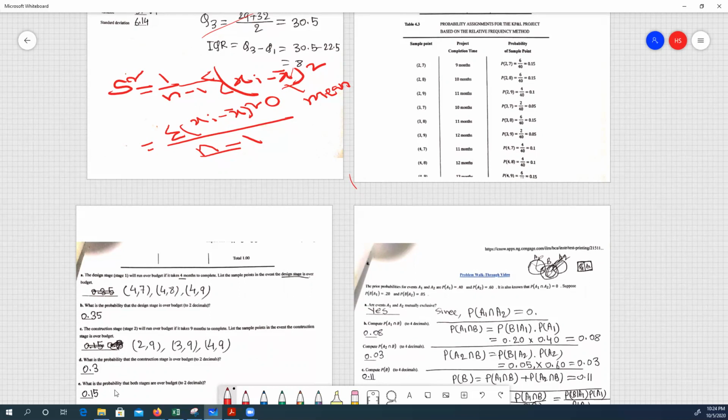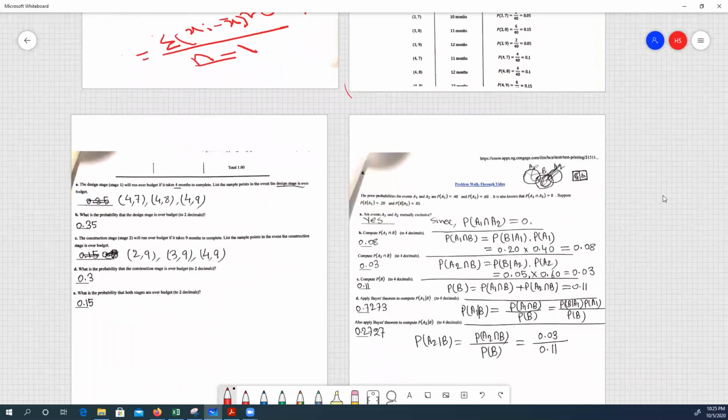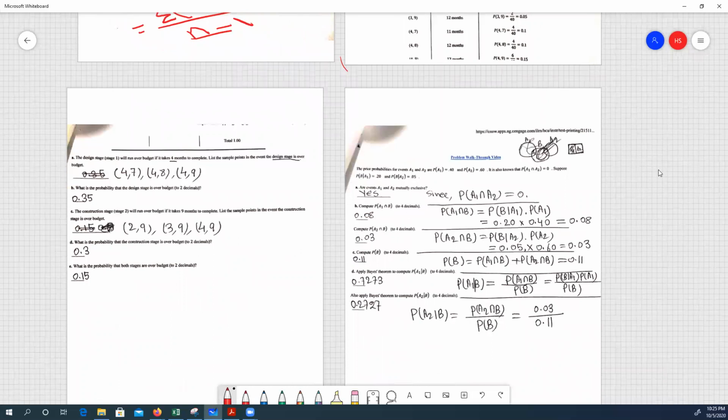So this question is, what is the probability that both stages are over budget? That means the first number is 4 and the second number is 9. So you have to find the sample point for which the first number is 4 and the second number is 9. We have just one sample point, 4, 9, this one. So for this sample point, both stages will be over budget, and the probability is 0.15, okay? So we are done with that problem. Let's move to the next one.